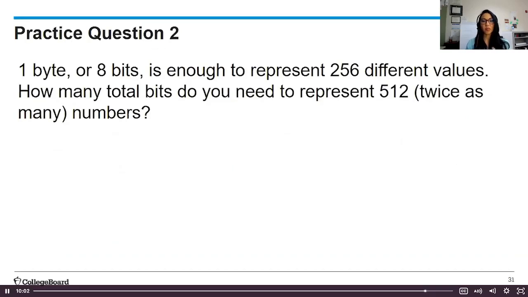Again, go ahead and pause your video, read through this question, figure out your answer, and then we'll talk about it. Welcome back. So this question is asking you, 1 byte or 8 bits is enough to represent 256 different values. How many total bits do you need to represent 512 different values? If you said 9, because adding 1 bit gives us double the amount of numbers that we can store, then you are spot on. Excellent job.